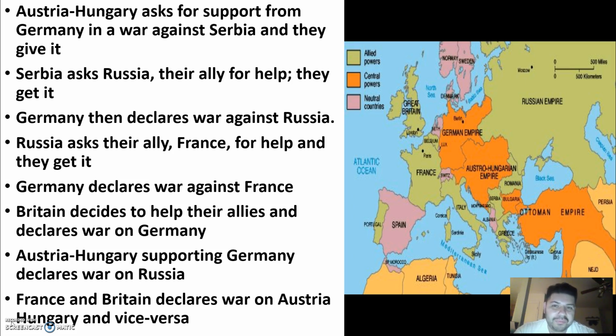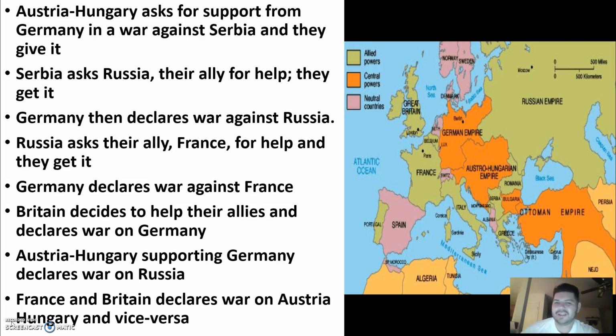Austria-Hungary asks for support from Germany in its war against Serbia. And basically, Germany's like, yeah, we got you. Serbia then tells Russia, hey, ally, we need your help. They get it. Then, because of that, Germany's like, oh, well, Russia wants to get in on this fight? Fine, we're going to declare war on you. So they declare war on Russia. Russia then asks their allies, France, hey, help us out here. Get these guys from both sides. France agrees, and they join in the war.